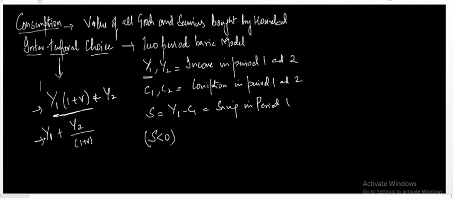Now, if he is going to consume everything in period 1, then in this case, he is going to consume the income that he generates in period 1 and the present value of the income that he is going to generate in period 2. Now, given this choice, the consumer faces a constraint, and that constraint is known as the intertemporal budget constraint.